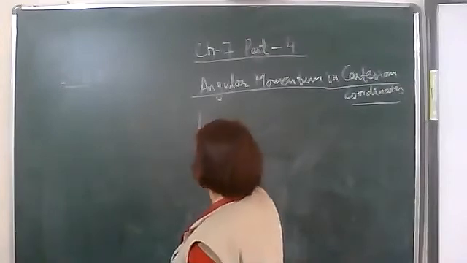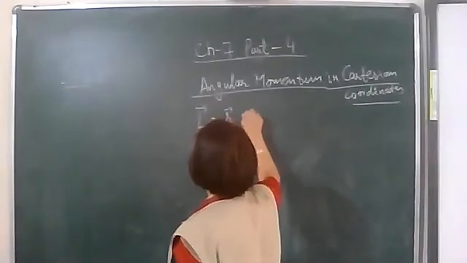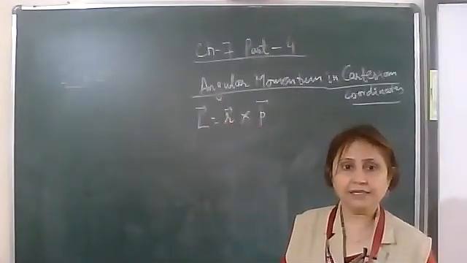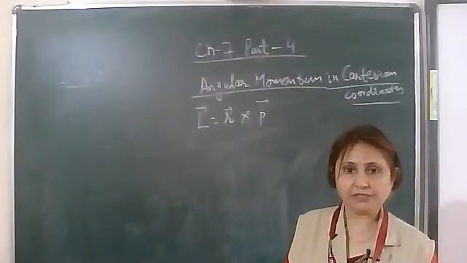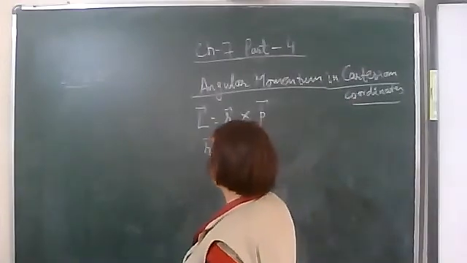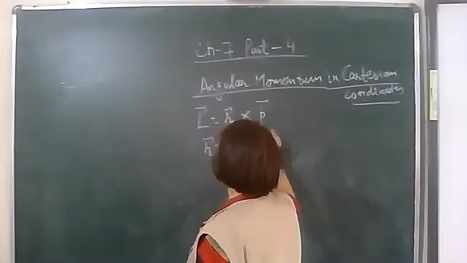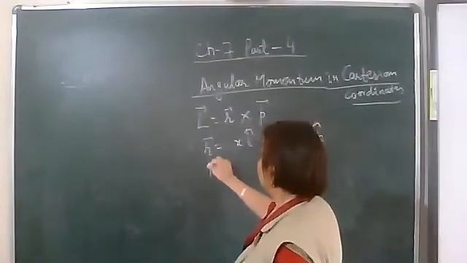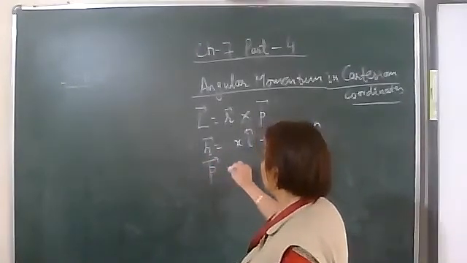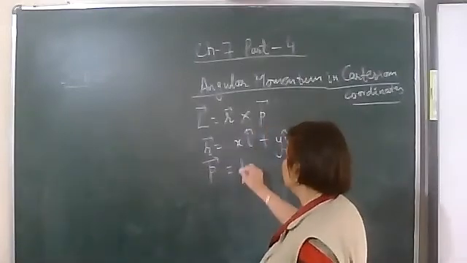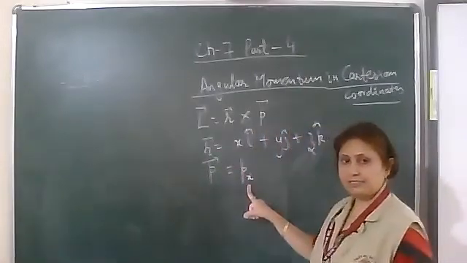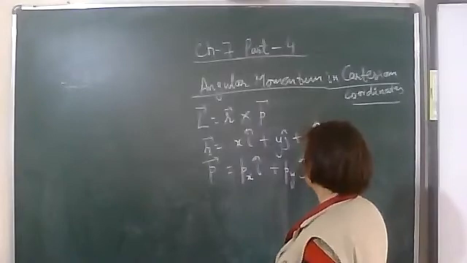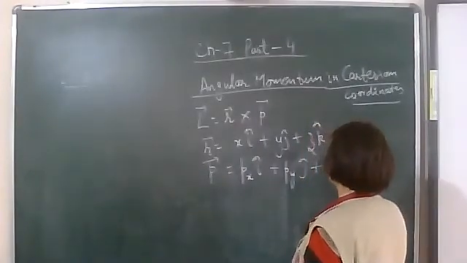Okay, we know that angular momentum is r cross p vector. If r and p are lying in space, they can be resolved in three dimensions. R vector can be written as x i cap plus y j cap plus z k cap. The same way, the momentum vector in rectangular components in three dimensions can be written as px i cap plus py j cap plus pz k cap.